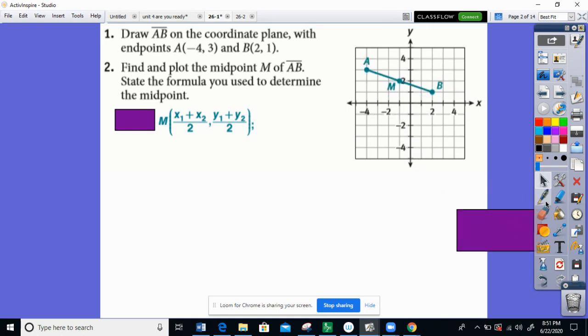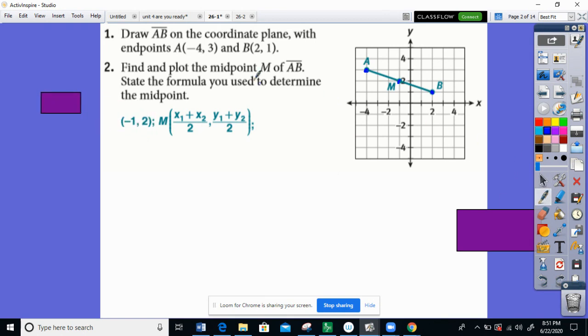Here are points A and B. And even if we just didn't solve this with the midpoint formula, we should be able to see that if A is here at -4, 3 and B is here at 2, 1, then the point exactly in the middle would be here at -1, 2. So that gives us the coordinates for the midpoint.